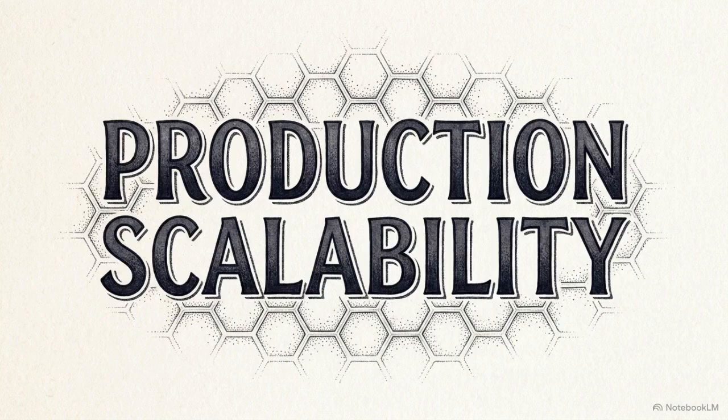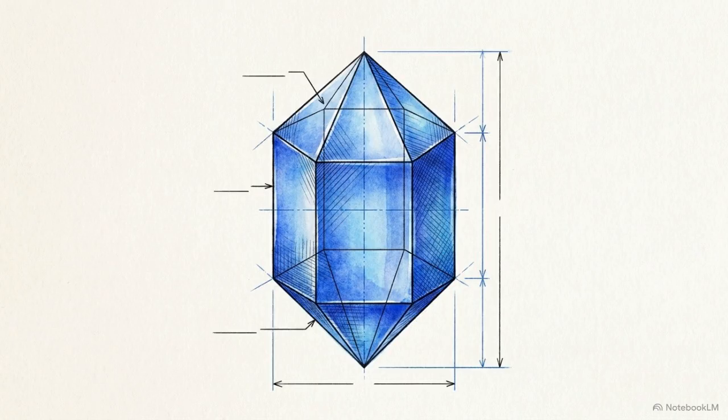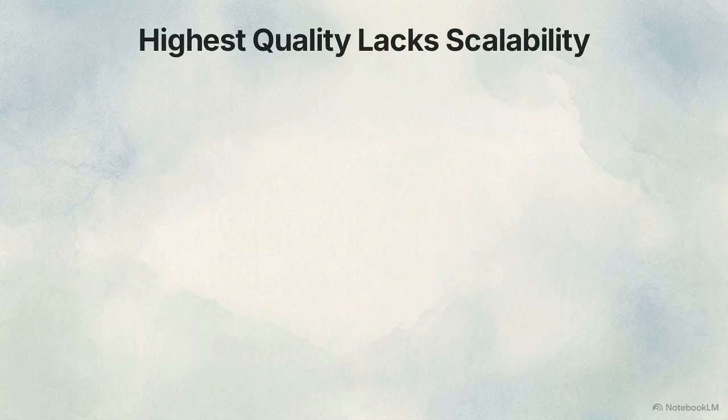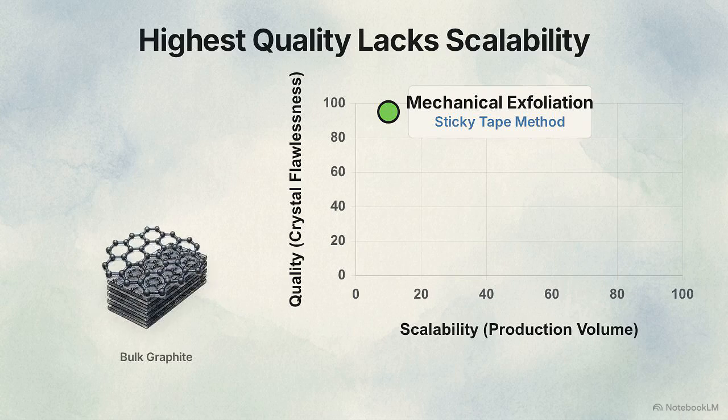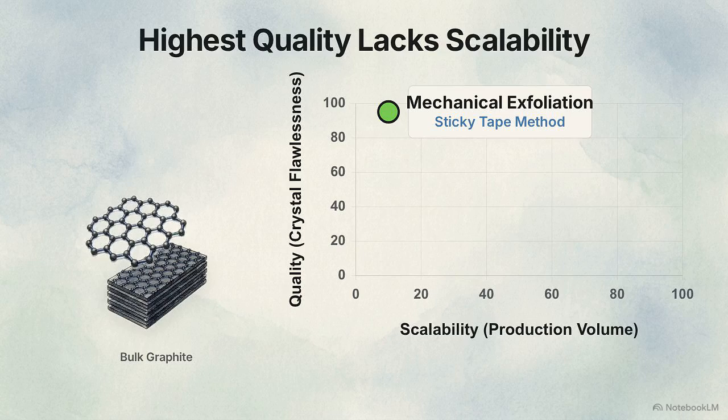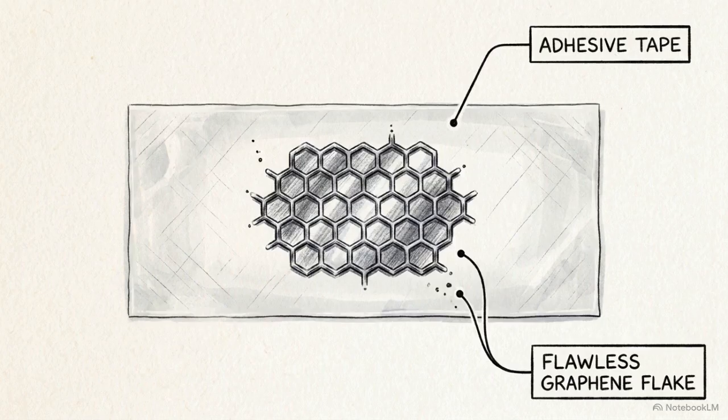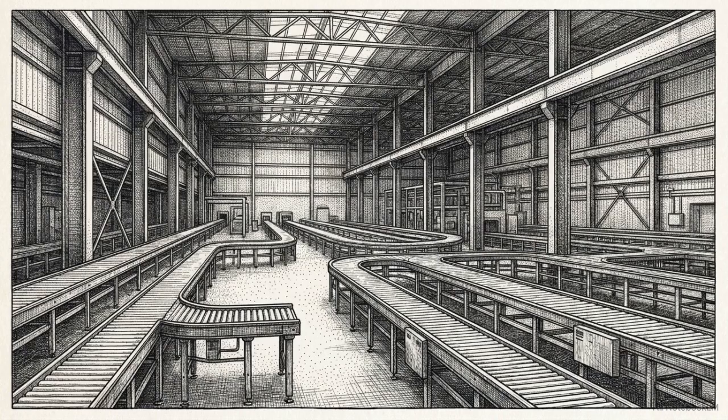This matrix charts the primary engineering bottleneck for the entire industry. The pristine metrics we just calculated require mathematically flawless crystals. As we plot quality on the y-axis against production scalability on the x-axis, a strict compromise emerges. In the top left, we have mechanical exfoliation. This is the original sticky tape method, where layers are physically peeled away from bulk graphite. The resulting crystals are structurally flawless, but peeling tape by hand generates microscopic yields. The lack of scalability renders it commercially useless for mass production.